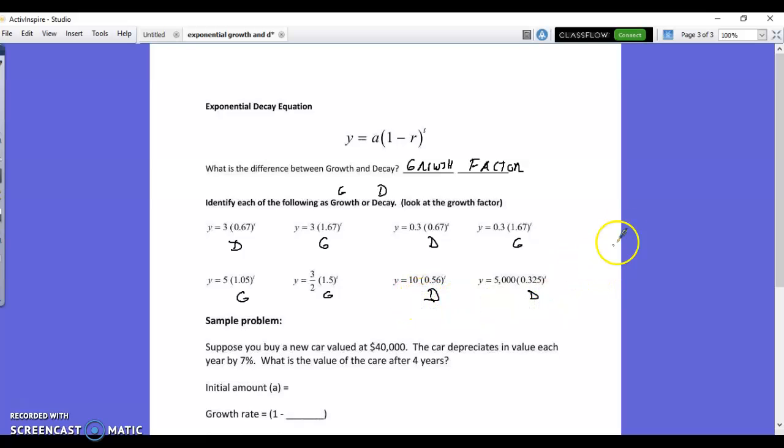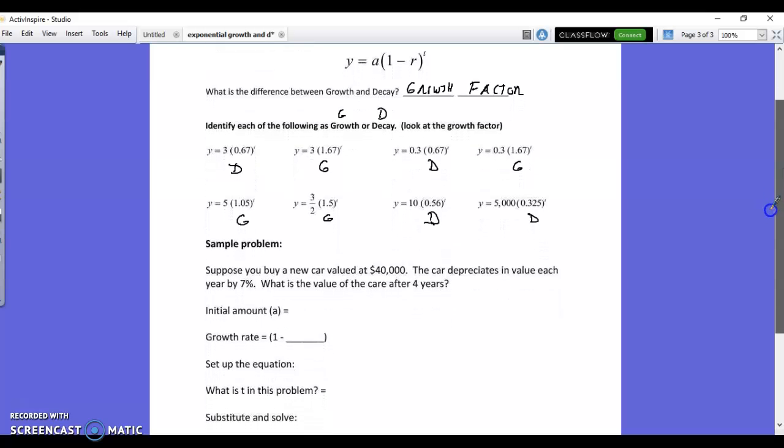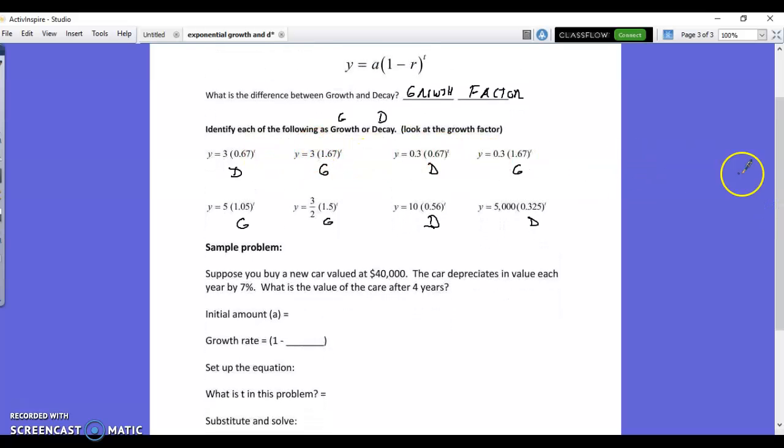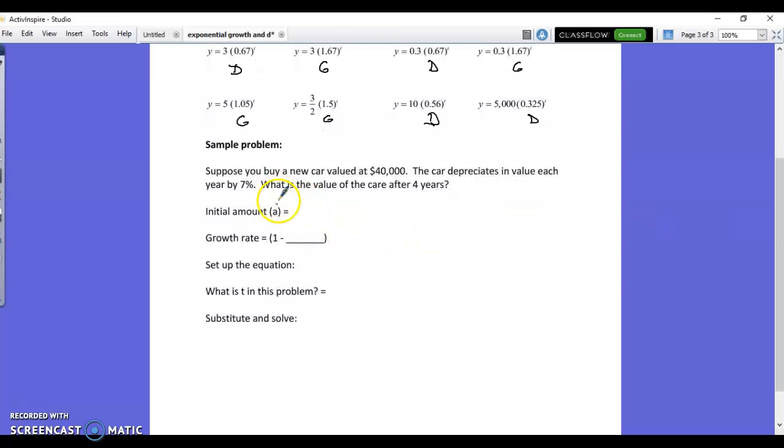All right. So when we set up how to do a decay, the only difference is we have to take 1 minus that percent written as a decimal. That's where we will get it less than 1. So let's look at this sample problem. Suppose you buy a new car valued at $40,000, and the car depreciates in value each year by 7%. What is the value of the car after 4 years? Well, we set up the problem exactly the same way. We have our initial amount, which is $40,000, and our growth rate, it's really a decay, but we're going to call it growth, would be 1 minus 7% as a decimal.